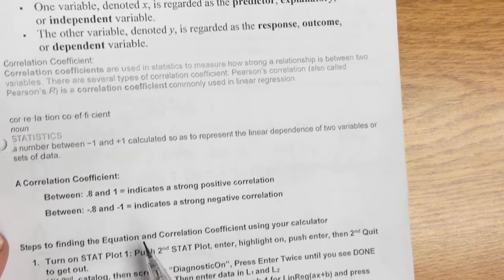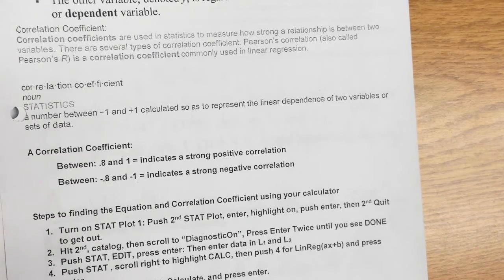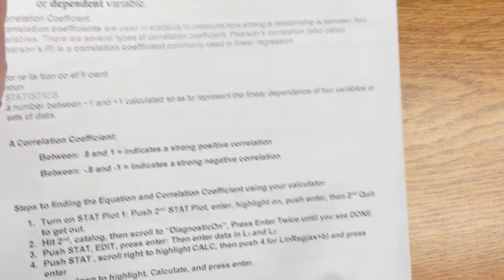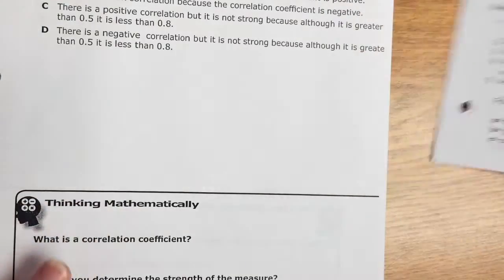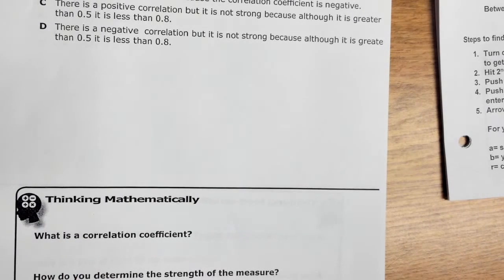Then at the bottom of your page, I have the steps to finding the equation and correlation coefficient using your calculator. And we're going to be using those steps, and hopefully before you finish, you'll be able to do those steps without looking, because that's what you're going to need to do for your assessment.